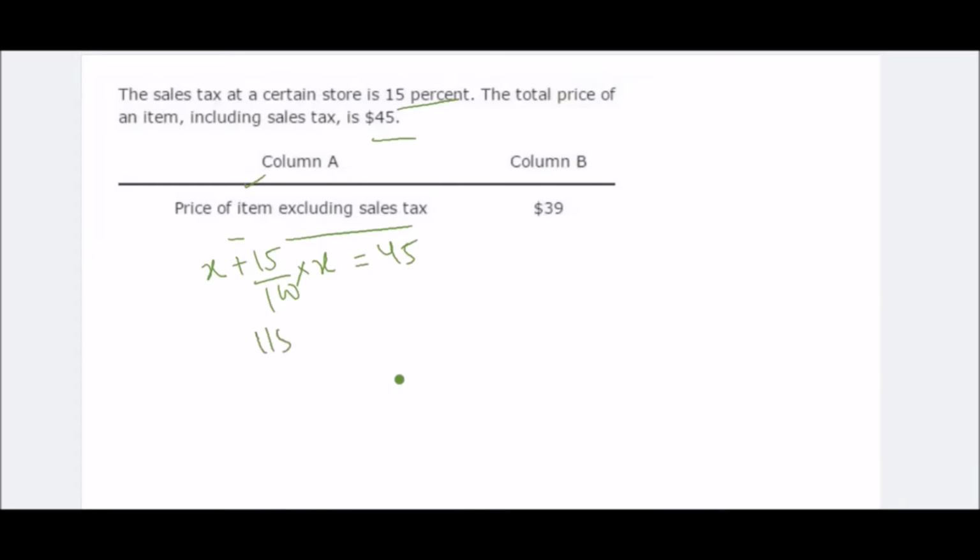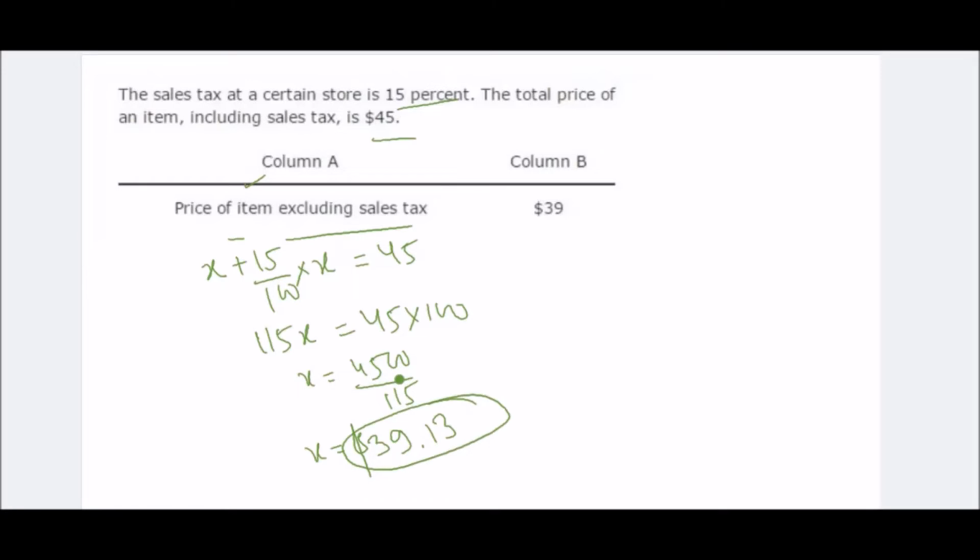So this is 115 equal to 45 into 100. So X will be 4500 divided by 115. Price will be $39.13. So obviously quantity A is greater than B. So answer will be A.